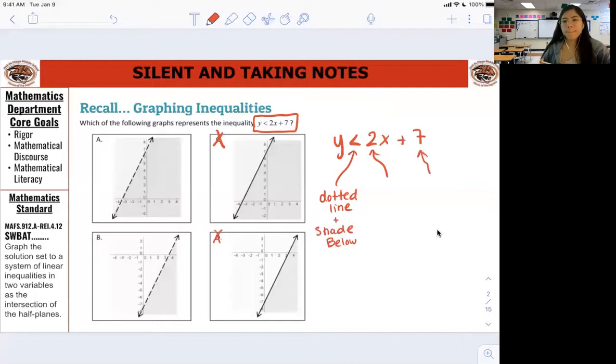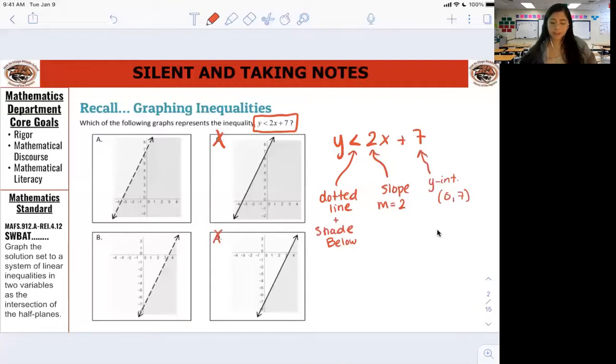What is that? 7 is the y-intercept. Good. 7 is my y-intercept. So I know that my y-intercept is at 0, 7. And what does the 2 tell me? Slope. Good, that's my slope. My slope, m equals 2. All right, so that's a lot of information. We're definitely going to get our answer now.